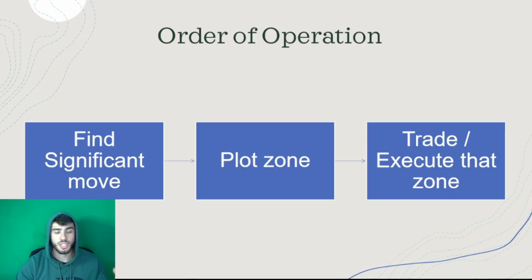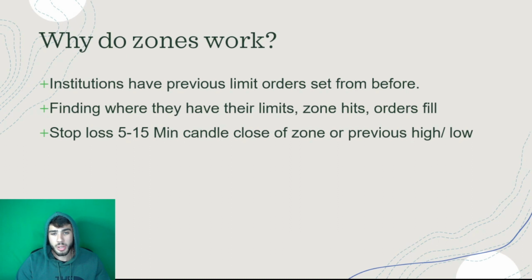The order of operations is very simple. First, we need to find a significant move. Next, we need to plot the zone. And lastly, we need to trade and execute that zone. The reason why I'm even stating this is because this is the most important part of the process. We need to find the significant move, plot it, and execute it. That's how we're going to make our money. Why do zones work? It's pretty self-explanatory, and I've already said it before, but institutions have limit orders set from before. So basically, when price action enters that zone, the theory is that institutional orders are going to be filled, reversing the price, pushing it the opposite direction. Now that we have the basics down, I'm going to be showing you guys how I found my zones today and how I traded correctly.